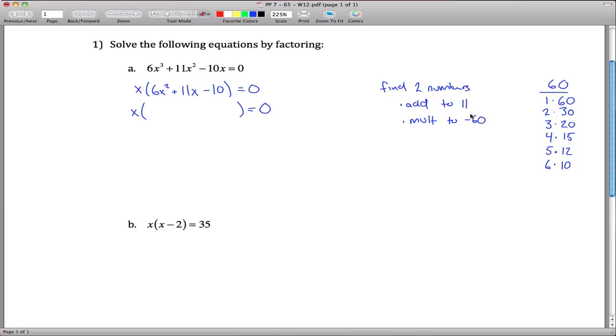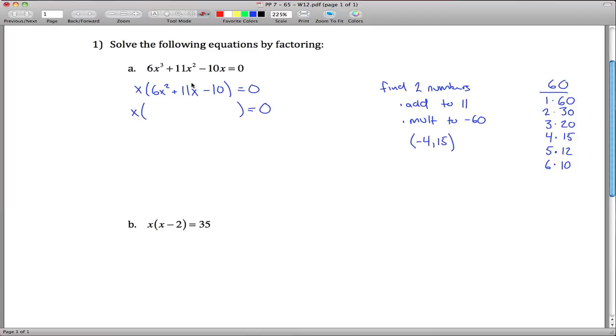But when you look at this list, it will help you to figure out we want them to multiply to negative 60, so one of these will be negative, and add to 11. So I think if we pick these guys right here and make the 4 negative and the 15 positive, negative 4 and positive 15. And let's see, those add up to 11 and they multiply to negative 60.